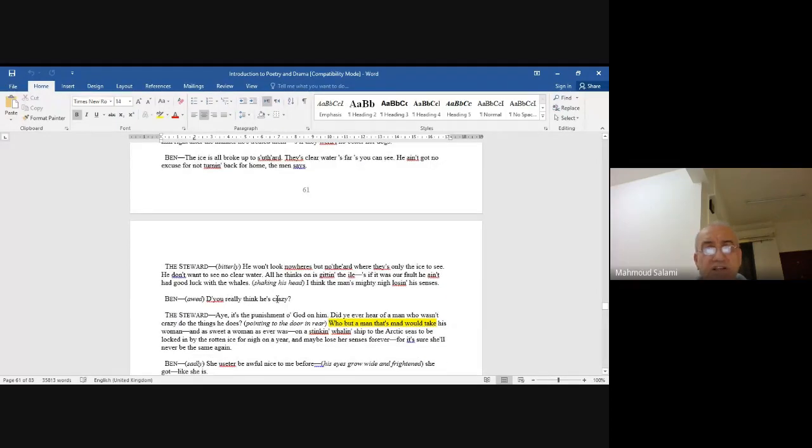The steward, bitterly: "He won't look nowheres but northward where there is only the ice to see. He don't want to see no clear water. All he thinks is getting the oil, as if it were our fault. He ain't had good luck with the whales." Shaking his head: "I think the man's mighty nigh losing his senses."